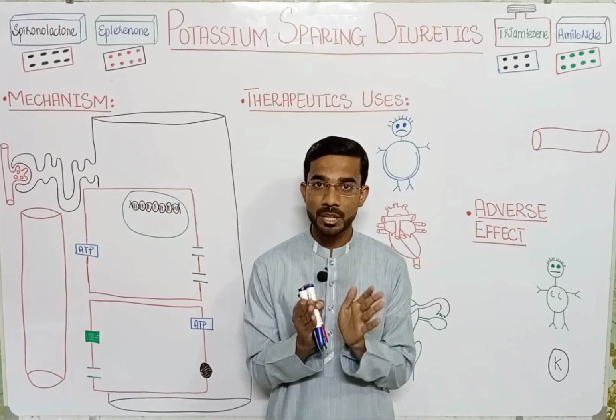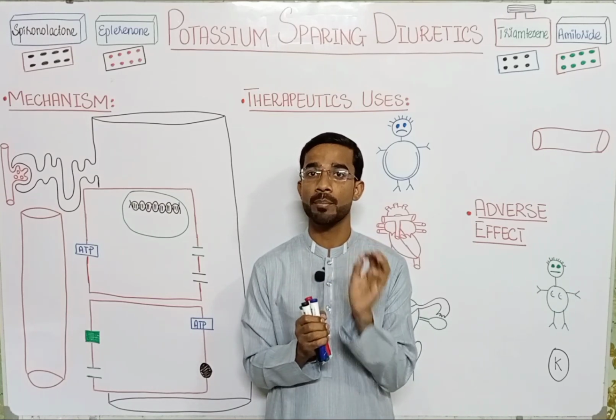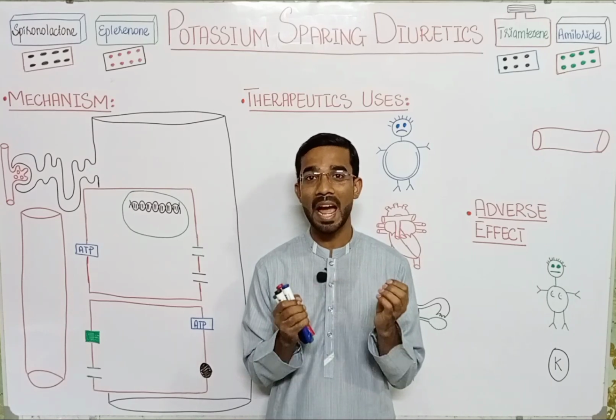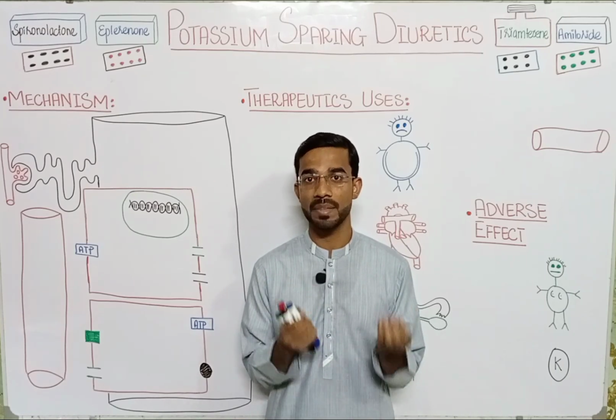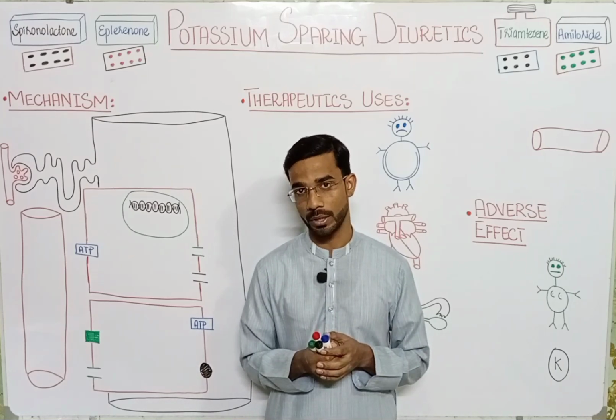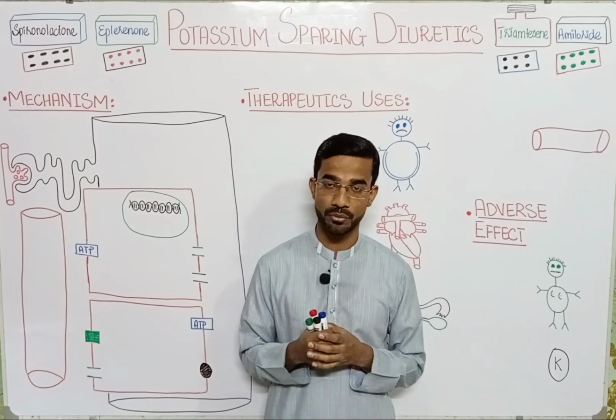So, potassium-sparing diuretics have important features. They actually conserve the potassium that would otherwise be secreted in the urine. So, this is the important feature.